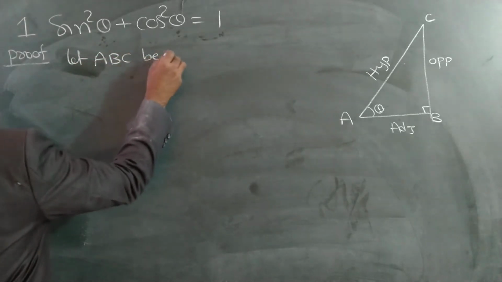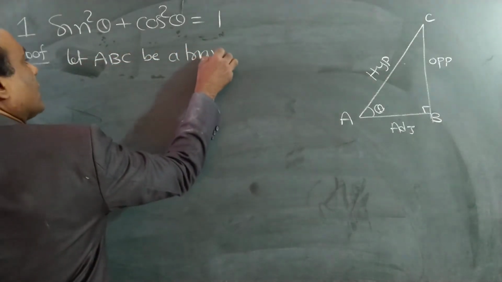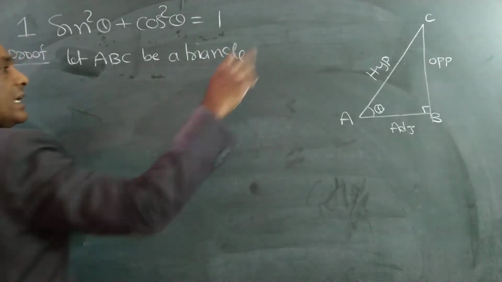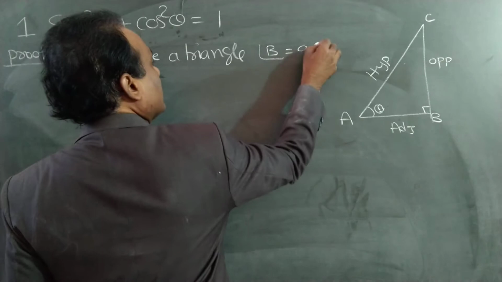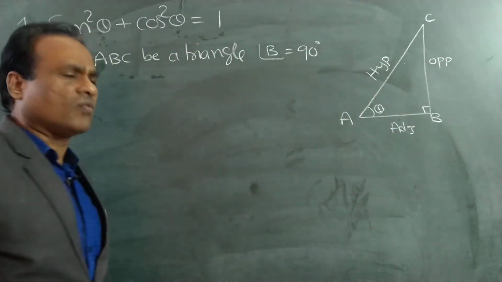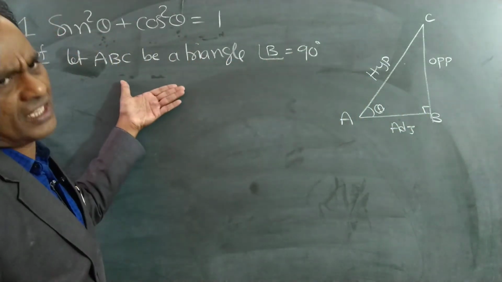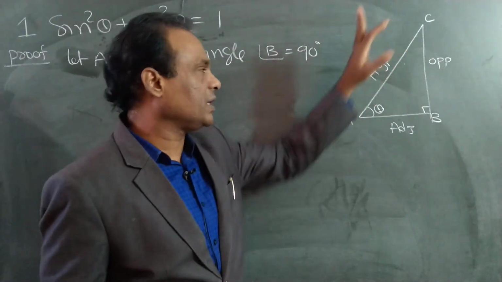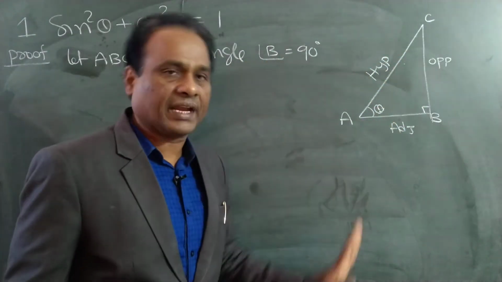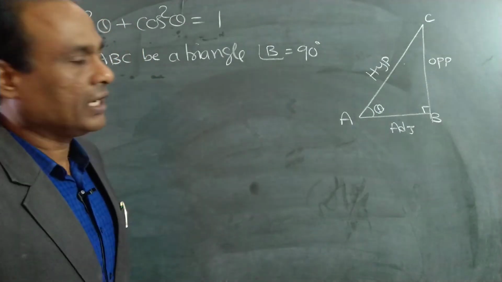Let ABC be a triangle. Which triangle am I taking? I am taking triangle ABC. Angle B is equal to 90 degrees. Whatever I am taking, I am writing here. Let ABC be a triangle, angle B is equal to 90 degrees. Okay.